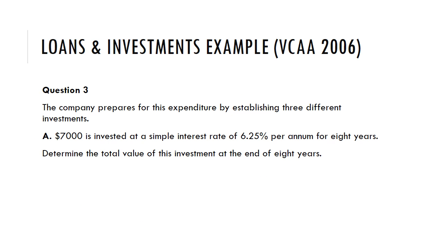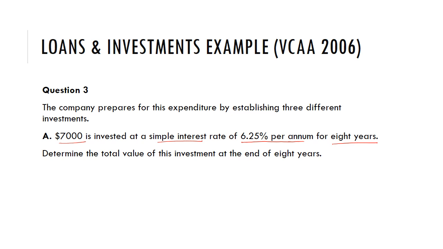Okay, so an example here. From the same exam paper, 2006, we're looking at question 3 now. A company prepares for this expenditure by establishing 3 different investments. Investment A, $7,000 is invested at a simple interest rate of 6.25% per annum for 8 years. Determine the total value of this investment at the end of 8 years. And so in this case, we've got our key information here.